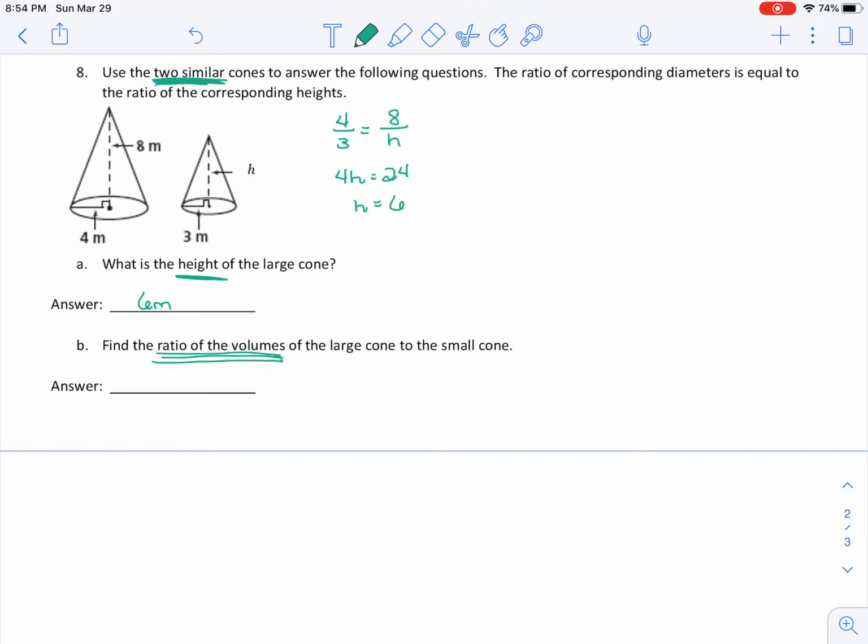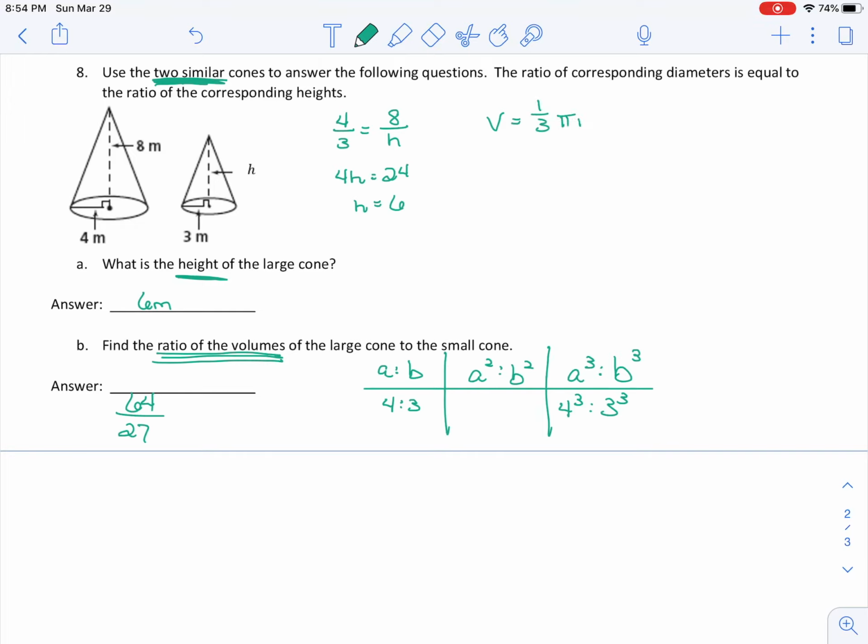If I want the ratio of the volumes, I could absolutely find those. Personally, I don't really want to, because as long as I know one of my similarity ratios is 4 to 3, this is knowing home base. If I want to get away from that, I can find the ratio of the surface areas, which I don't care about, and I do care about the ratio of the volumes. I'm just going to cube those numbers. 4 times 4 times 4 is 64. 3 times 3 times 3 is 27.